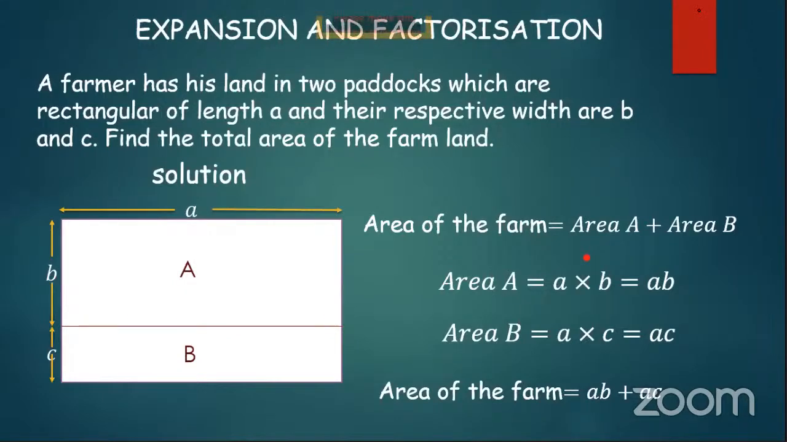Then how do we find the area without using area of A and area of B? How do we do that? Let me try. Without using area of A plus area of B, the area is going to be length times width, and our length is A. So it's going to be A times, in brackets, B.